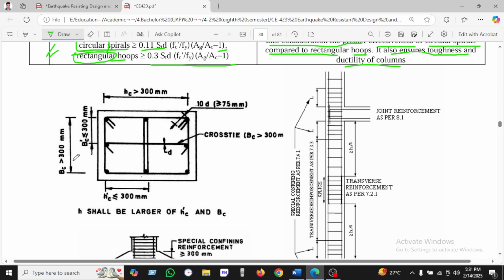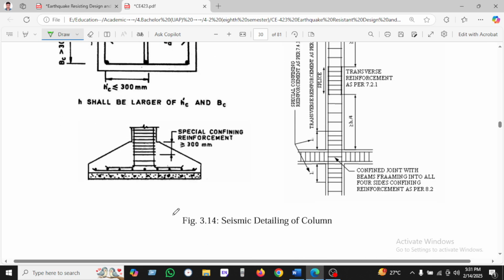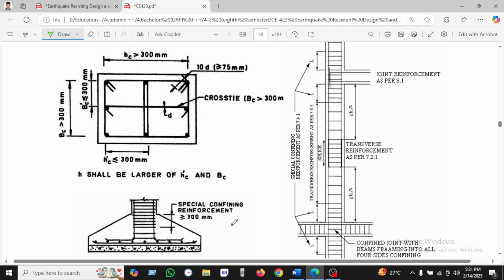So let's see the seismic detailing of column. We can see here the hc is greater than 300 and h' also less than 300. Here is a cross tie, which is bc greater than 300. This is the 10d, 10d, which is greater than 75 millimeter.